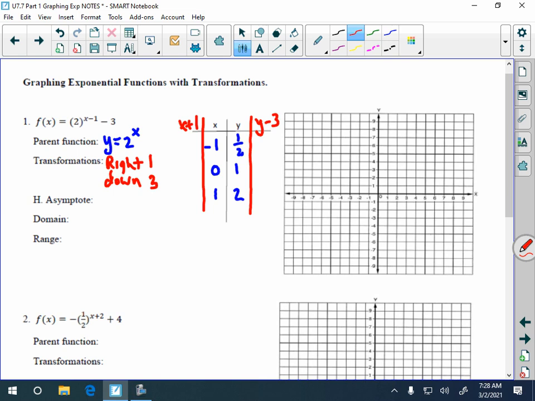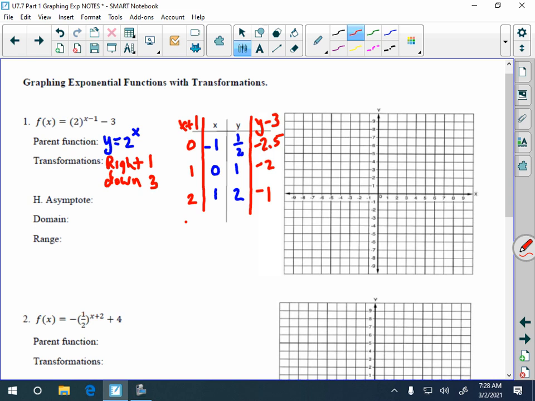All right, so let's put our new values down. So negative 1 plus 1 is 0. 0 plus 1 is 1. 1 plus 1 is 2. And then let's plug in our y values. A half minus 3. So it's negative 2.5. 1 minus 3 is negative 2. And 2 minus 3 is negative 1.